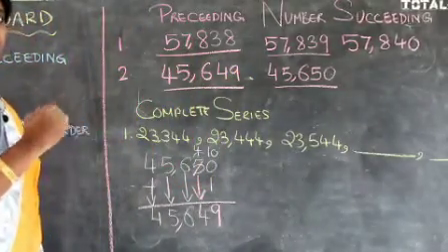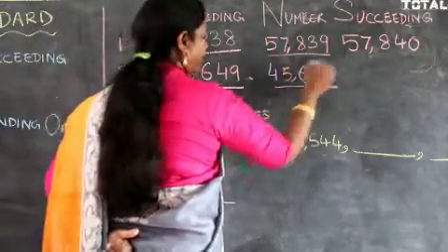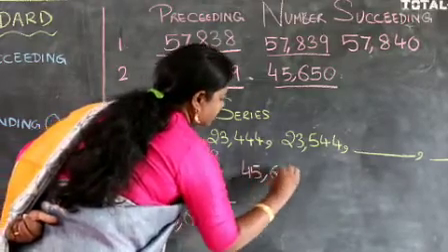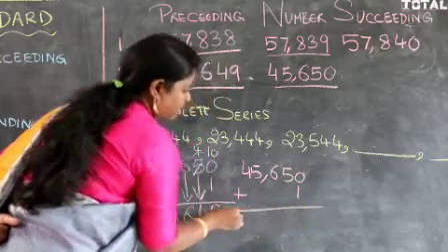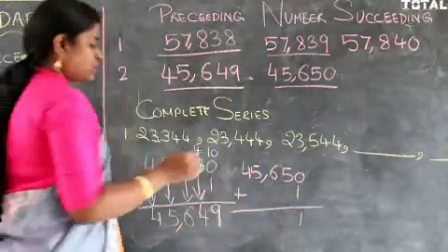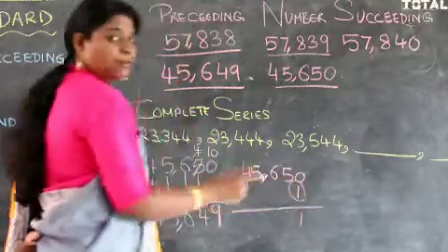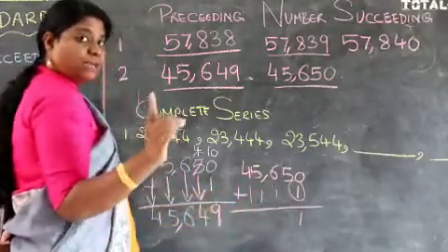Now the succeeding number, what are you going to do? You're going to add 1 with this number. So it is 45,650 plus 1. So 0 plus 1 is 1. Children, you should make sure that you put the number correctly, because it's 1, it will come in the units place only. You cannot add 1 here, here, here or anywhere else. You know the place value, right?